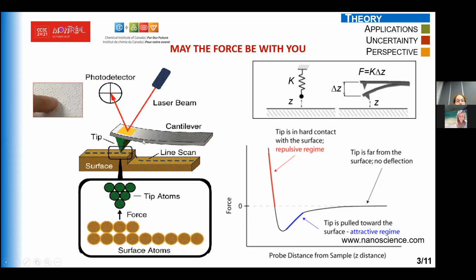The tip is supported on a flexible micron-sized cantilever that acts as both the force sensor and the force actuator. The force is detected by measuring the vertical bending or deflection of the cantilever, which can be thought of as a Hookean spring, where the magnitude of the interaction force F between the probe tip and sample surface depends on the spring constant K, or stiffness of the cantilever, and the probe sample separation distance Z.